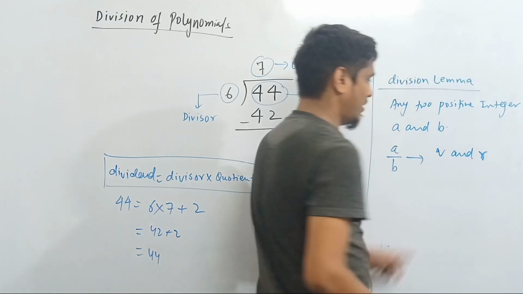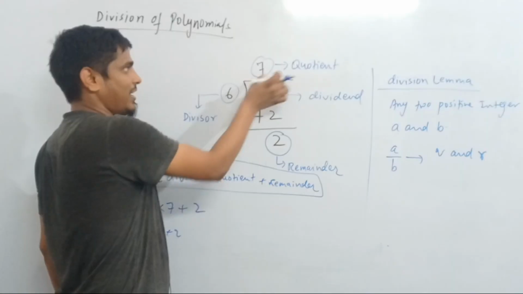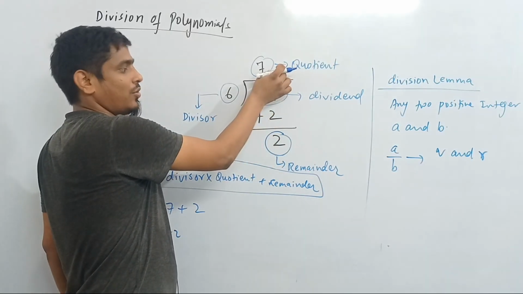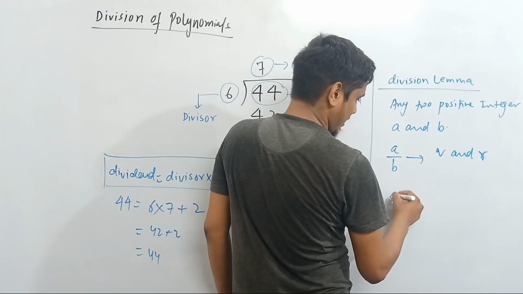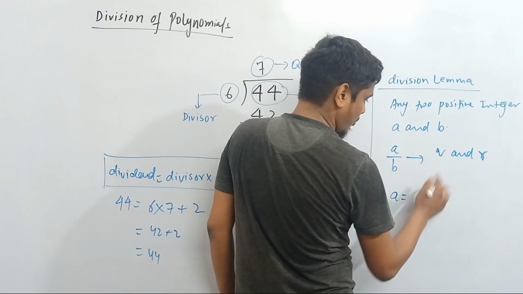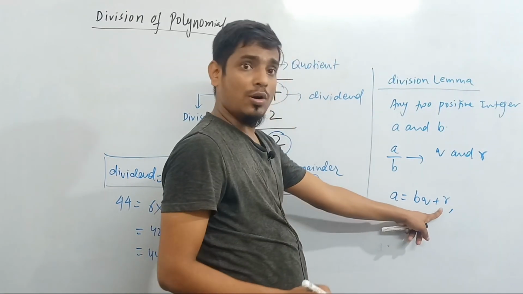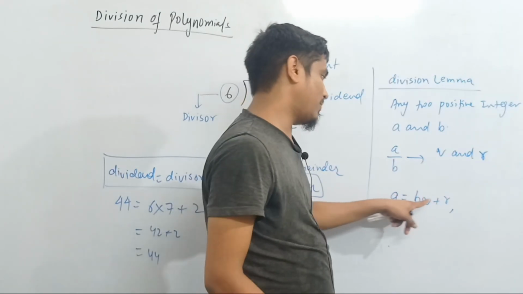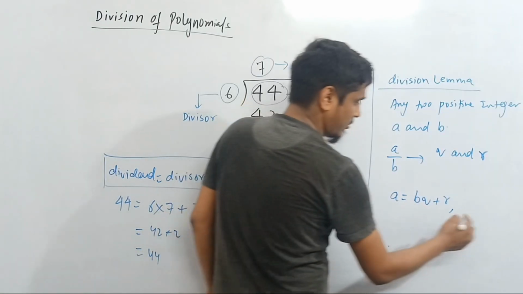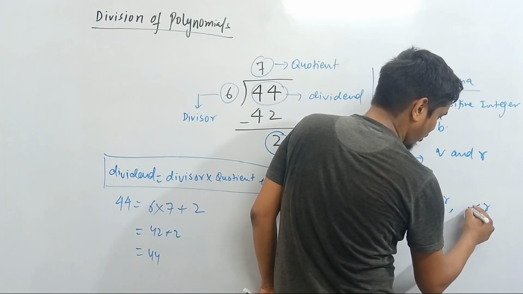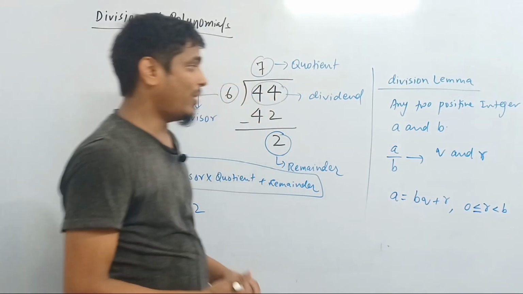That q and r are nothing but the quotient and the remainder. So when we are dividing this dividend by this divisor, we get two integers, one is the quotient, one is the remainder, right? So what it says is that dividend is equal to divisor into quotient plus remainder, and the remainder might be 0, or it must be less than the divisor b. So the r value is either equal to 0 or greater than 0, but it must be less than the divisor. Why am I explaining this?